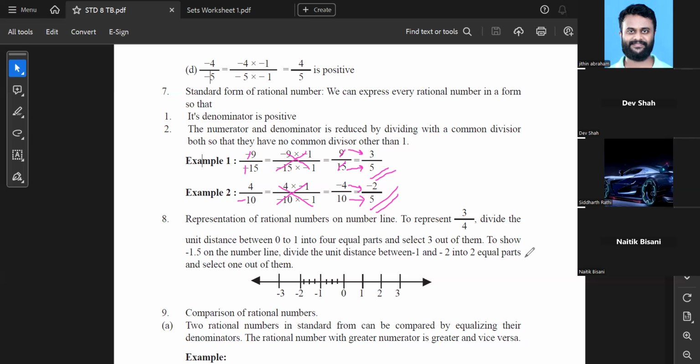So again, a format is always required everywhere, a standard format. So we follow the standard process by putting the negative sign only in the numerator and reducing the fraction to the minimum possible form. Okay, yes, sir. Got it. Wonderful.